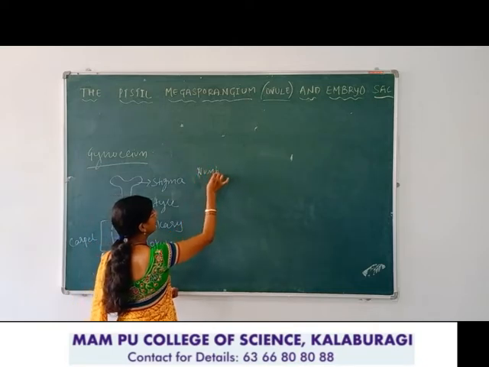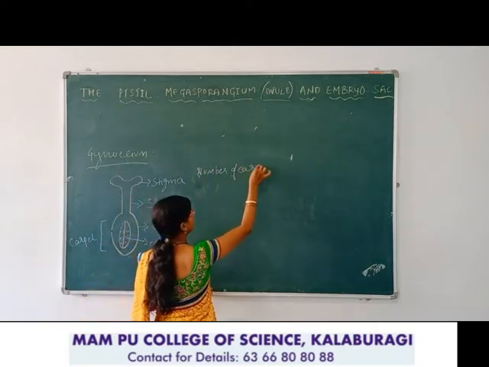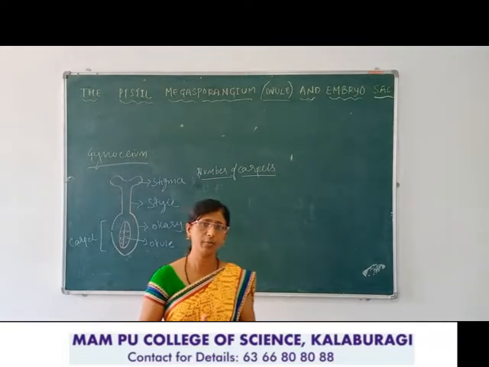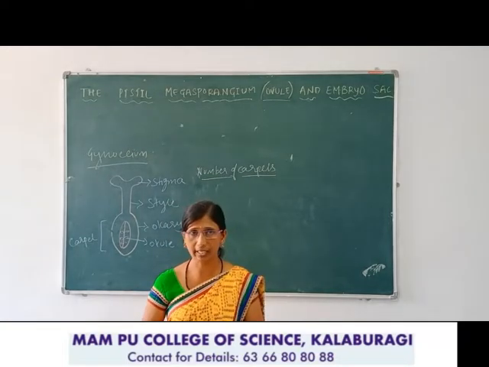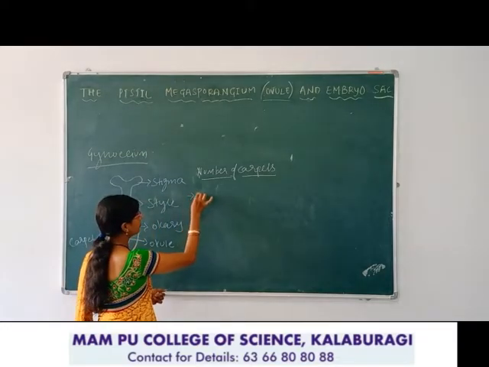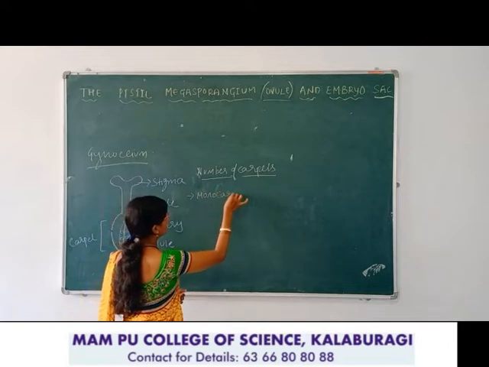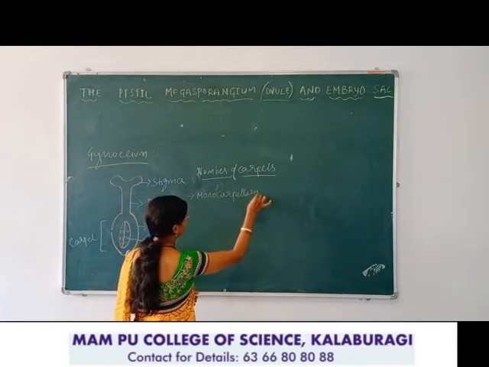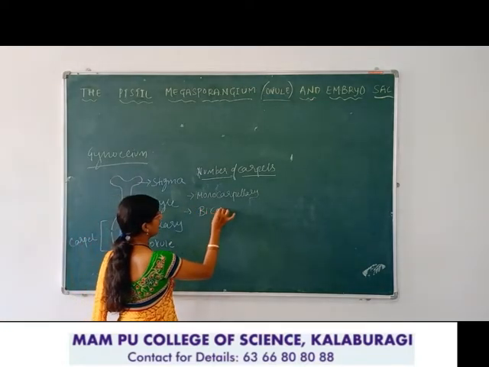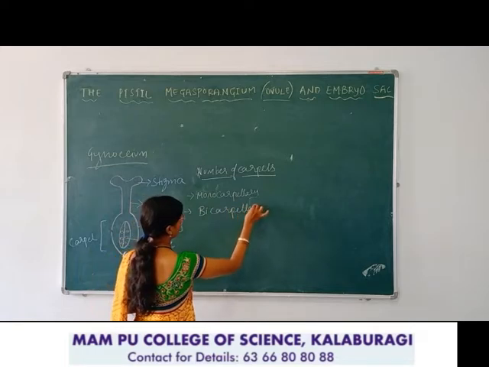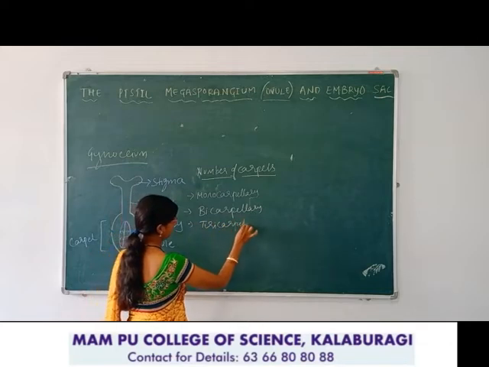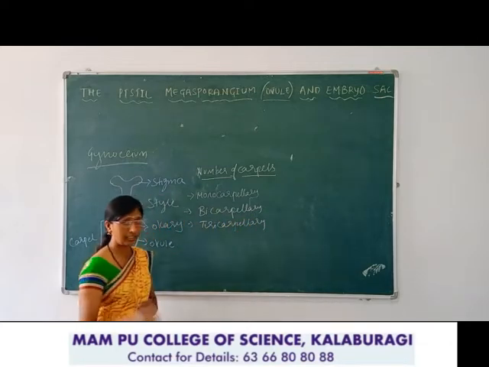Number of carpels. The number of carpels may be 1, 2, 3 or more. If the carpel is 1, it is called monocarpellary. If the carpels are 2, it is called bicarpellary. If the carpels are 3, it is called tricarpellary.